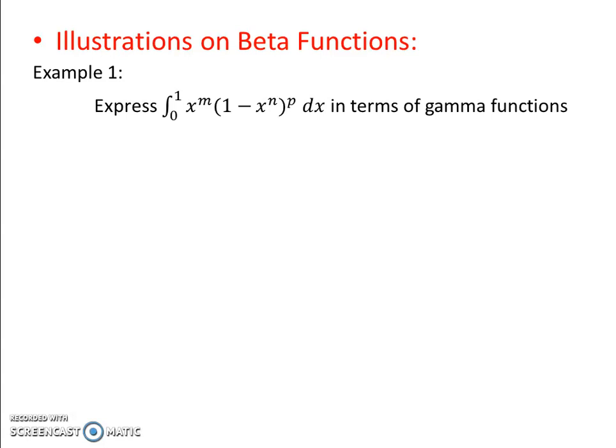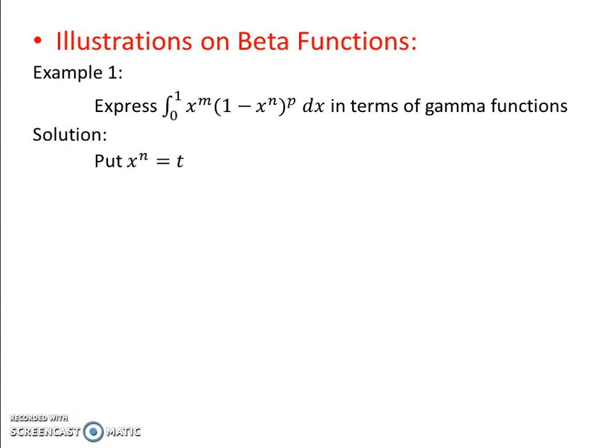So, if we compare this integration with either gamma function or beta function, you can easily guess that this is the problem of beta function, because limits are from 0 to 1, x to the power m is given, and 1 minus x to the power p is given. But this is not the problem of beta directly, because 1 minus x to the power n is not 1 minus x only. Hence, this problem can reduce to beta by substituting x to the power n equal to t.